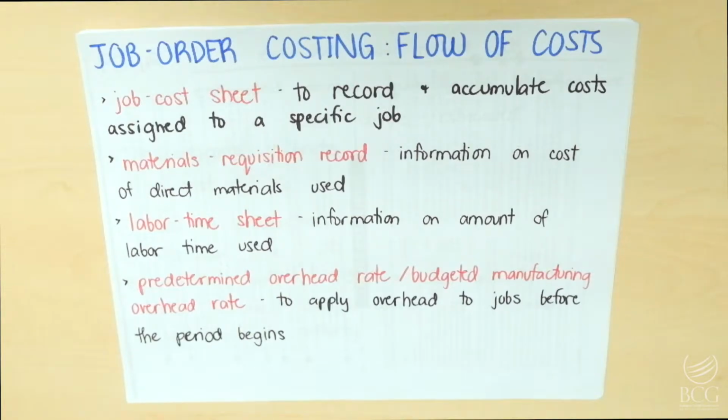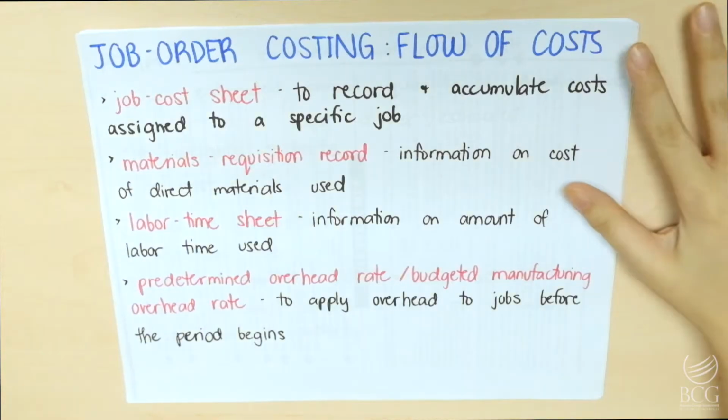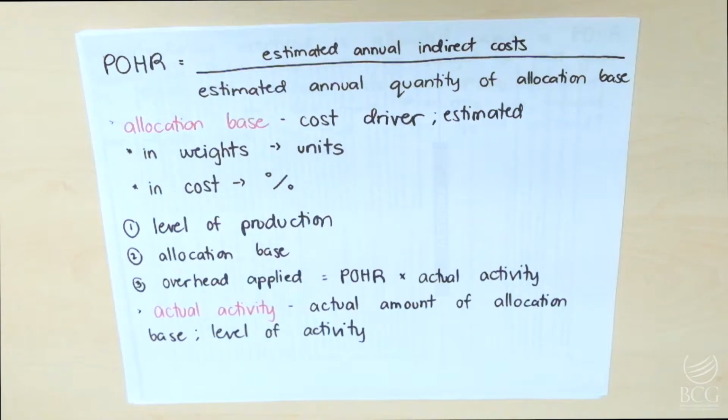before the period begins. Because actual indirect costs will not be known until the end of the period, this is used to forecast total manufacturing costs and to determine a job selling price. So the formula for this is the estimated annual indirect costs divided by the estimated annual quantity of allocation base. An allocation base is the cost driver, or something that causes the overhead.